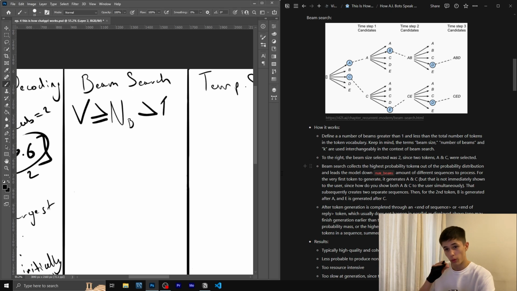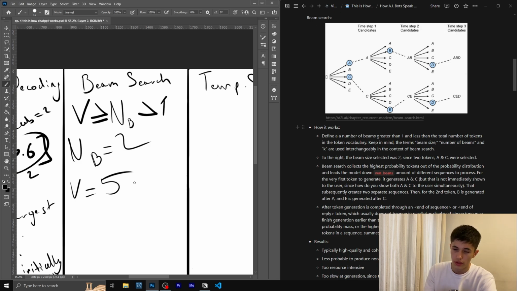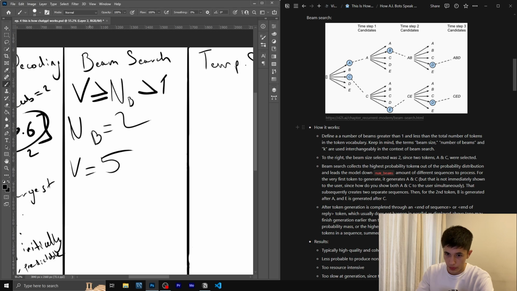So essentially, how does this work? You define a number NB. In this case, NB is equal to 2, okay? And then what this does is essentially select the 2 highest probability tokens. So let's say V is 5, right? 1, 2, 3, 4, 5. V is 5, and you've got this user input, and then you're supposed to generate the next token.